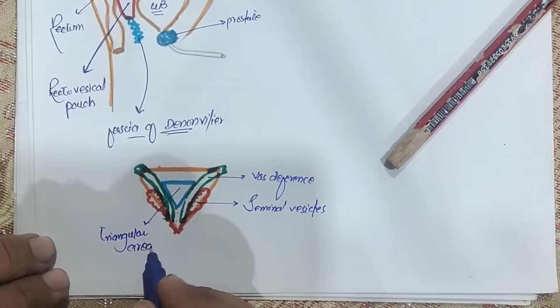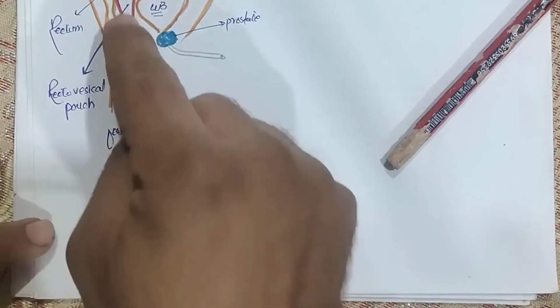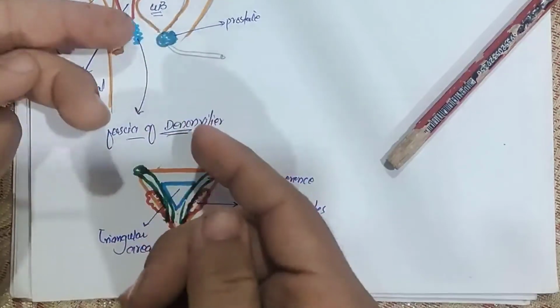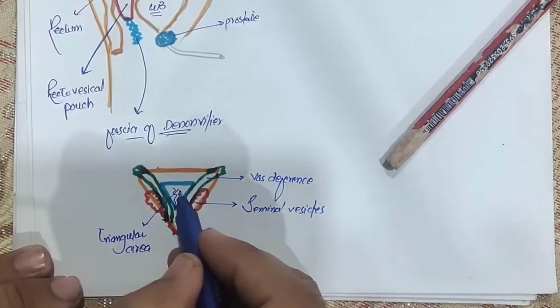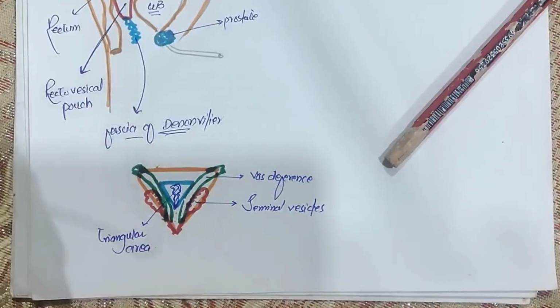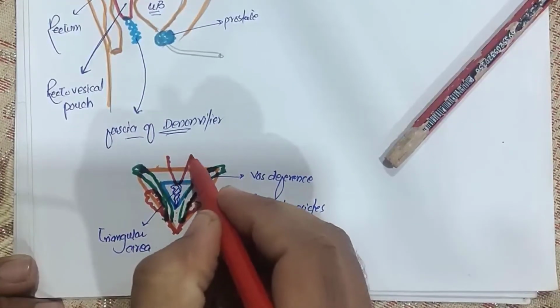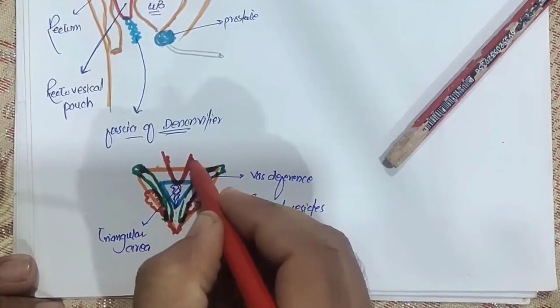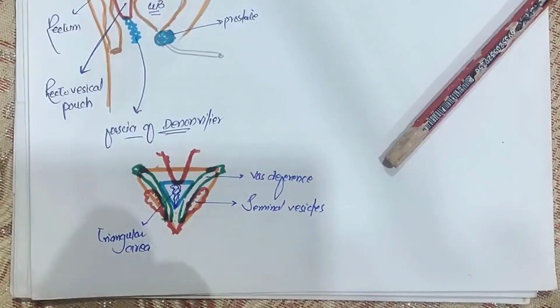Triangular area, right? In this triangular area, you know, this rectovesical pouch and the fascia of Denonvilliers are just here, right? Fascia of Denonvilliers is just here, and here is, with that red color I will draw, what is this? This is the rectovesical pouch. Now you understand what I am drawing here, right friends?